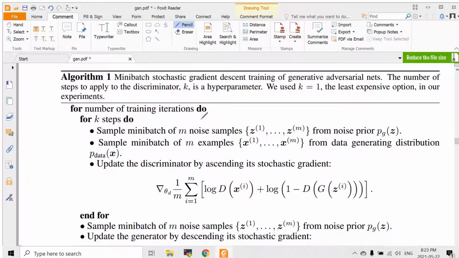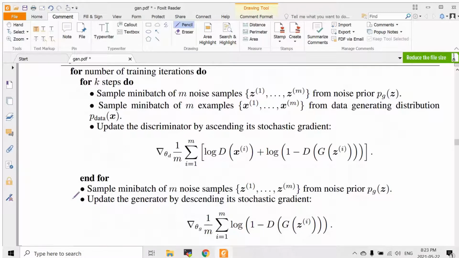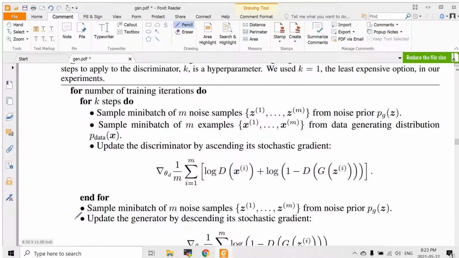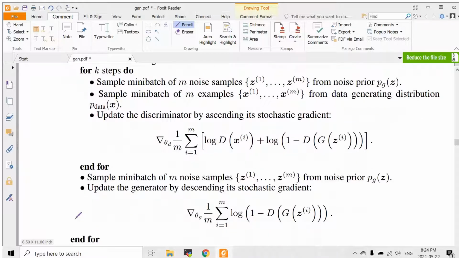Okay, so for number of training iterations do, for K steps do. K steps are basically where you train a discriminator a little, and then you train the generator. You should not train the discriminator a lot or the generator a lot. You shouldn't first train the discriminator fully, because if you do that, then when you input the generated images, the discriminator is going to say no to each image, and it would not back propagate well.